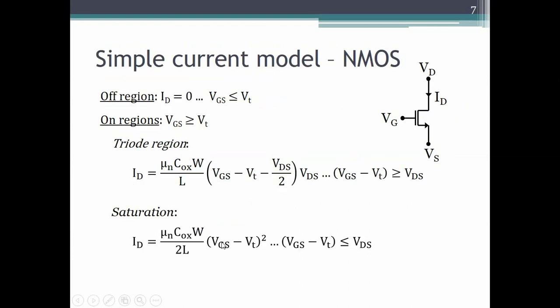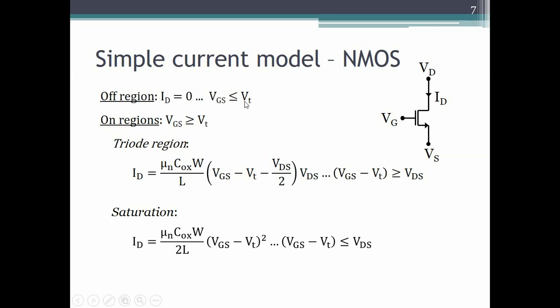Alright, so let us summarize. This is the simplest possible set of MOSFET current equations, with the simplest model. What we derived were these two equations. In the triode region, this is the drain current, and this equation is valid for this condition. In saturation, this is the equation, valid when VGS minus VT is less than or equal to VDS.